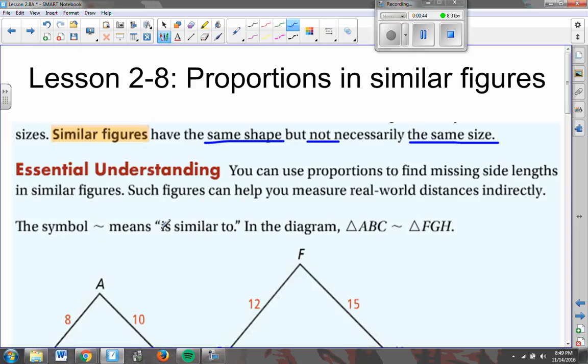And just so we're clear, the little squiggly line means "is similar to." It looks like this here: squiggle up and squiggle down and up. That means is similar to.